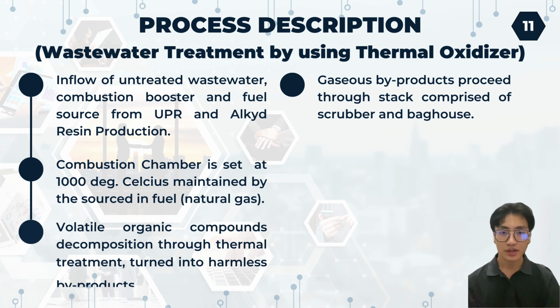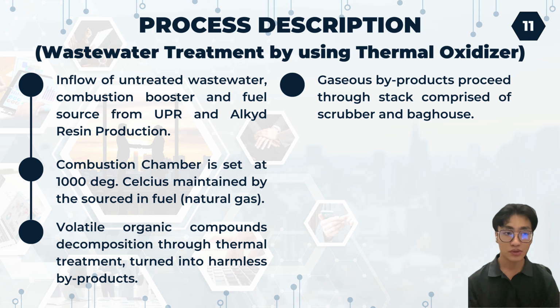The treatment of the wastewater from the alkyd resin process and also the unsaturated polyester resin process will begin as the inflow of the untreated wastewater, combustion booster, which is the natural gas, and also the fuel source coming from UPR and alkyd resin production. So the waste produced, the combustion booster and also the fuel source, which is the natural gas, will enter through stream 2, stream 3 and stream 4 with an additional stream of preheated combustion air through stream 1.